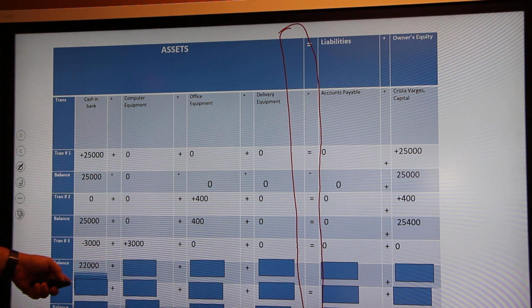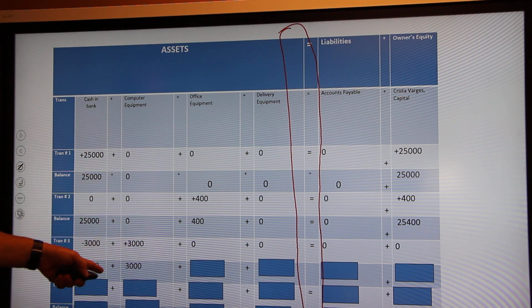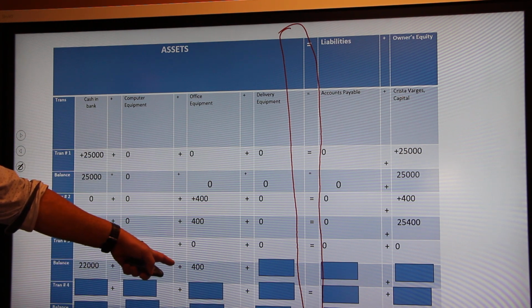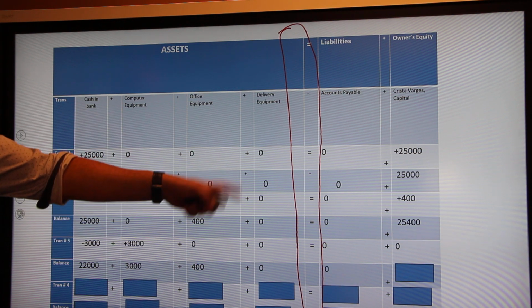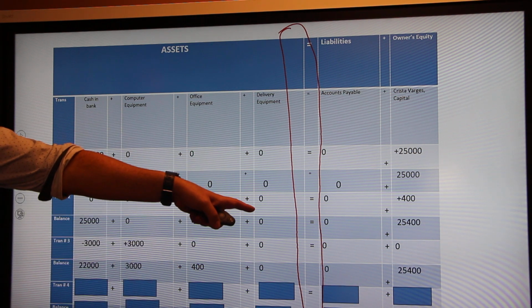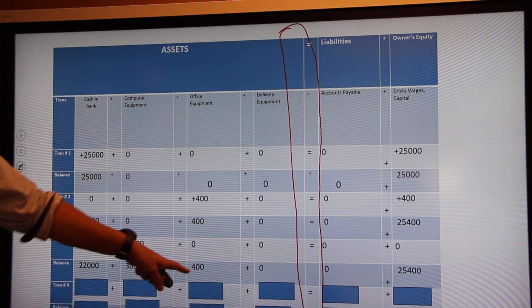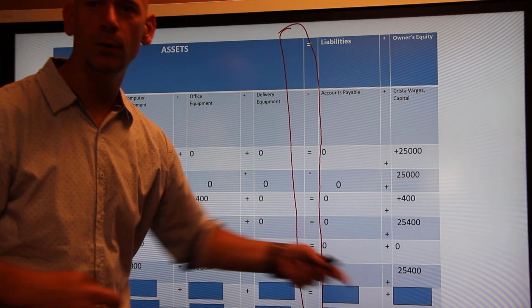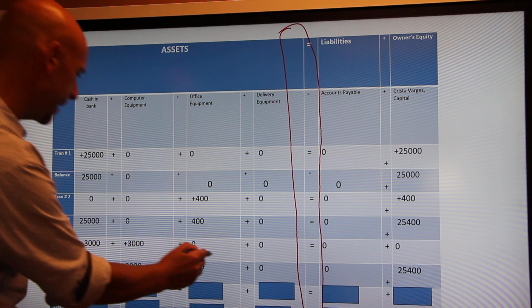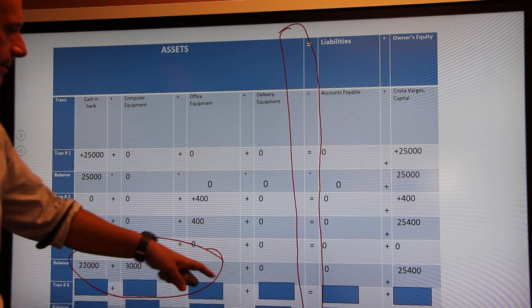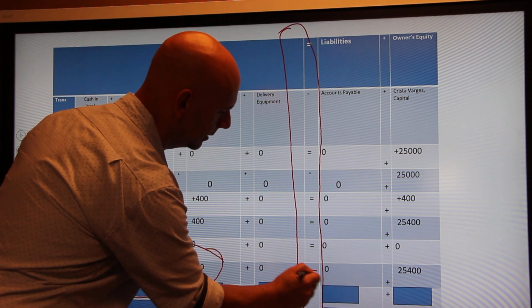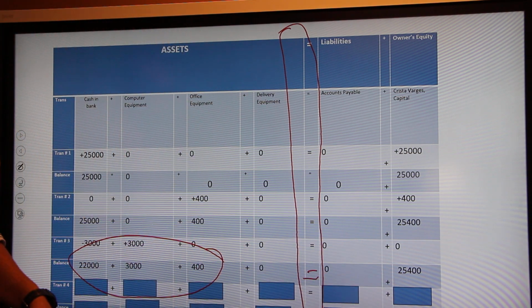Alright, so let's take a look at the balances. Now we have $22,000 in cash, $3,000 still in computer equipment, we just bought some, still $400 in office equipment, delivery's not affected, we didn't take out any loans, and our capital is still $25,400, right? So when we add these all up, $22,000 plus $3,000 plus $400, we have $25,400, and we're still in balance. The total of our assets still equals our liabilities plus owner's equity.